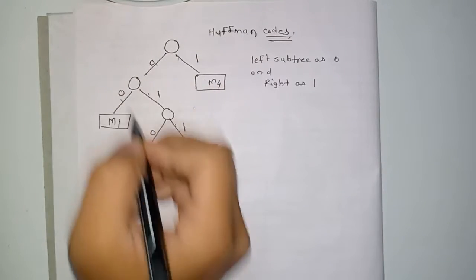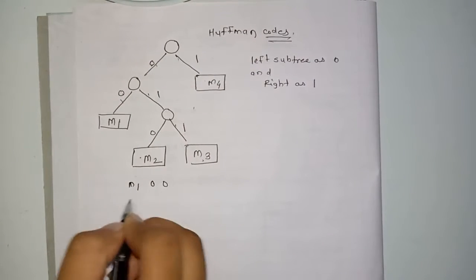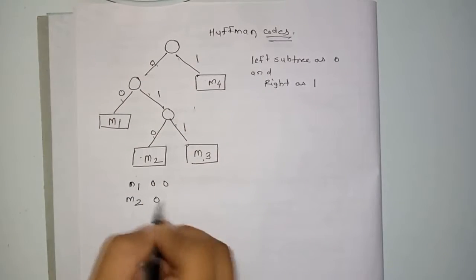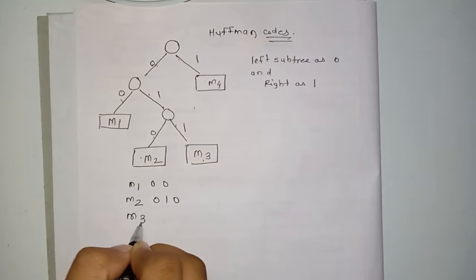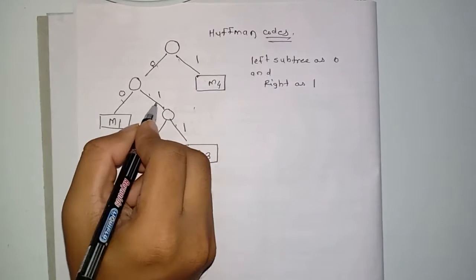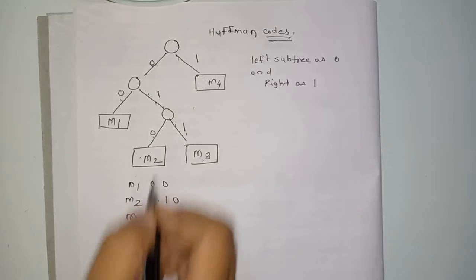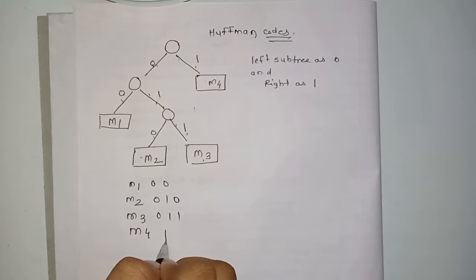For M1, 0 0. For M2, 0 1 0. For M3, 0 1 1. For M4, 1. These are the Huffman codes.